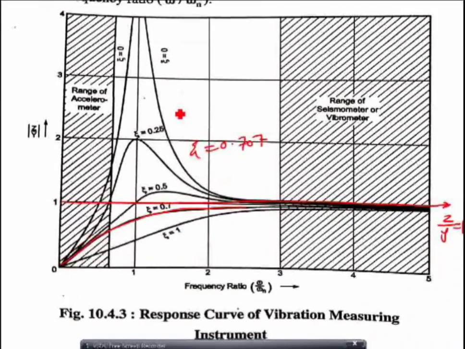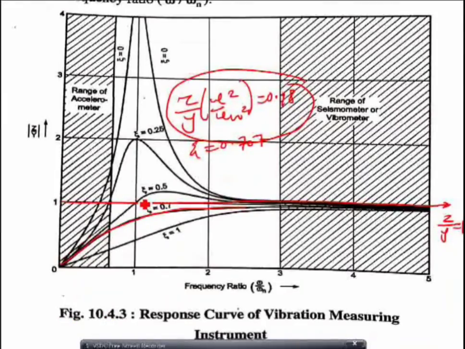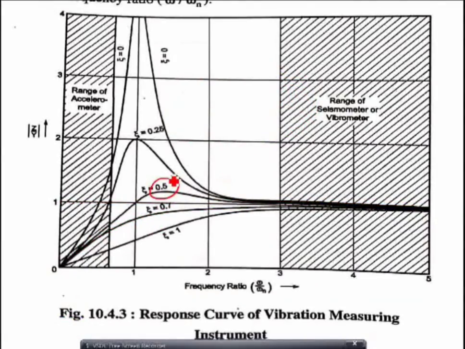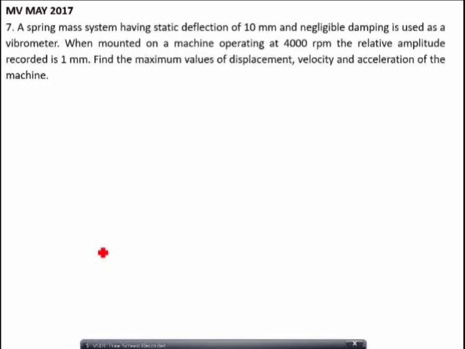So that is why we have selected, since it is an accelerometer, omega square upon omega n square equal to 0.98. So if zeta was equal to 0.5, what would I have selected? I would have gone for 1.0. Okay, so try to understand this.